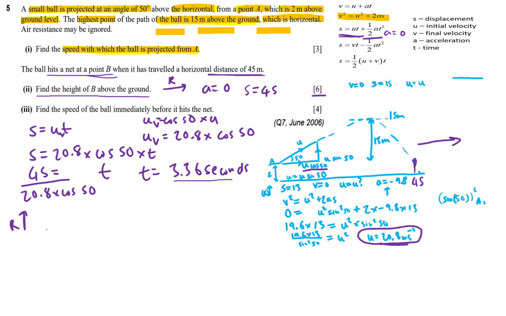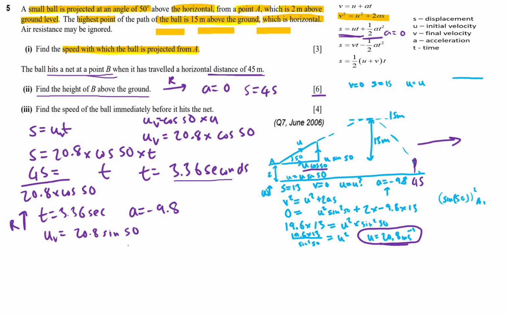Right, so resolving upwards. Now if we resolve upwards now and we use t equals 3.3 seconds, we will be able to find the height of the net using t equals 3.3 seconds. So we're resolving upwards. We've got a equals minus 9.8. We've got u sine 50 still, so I'm just going to use uv equals 20.8 sine 50. Alright, so what are we going to use?